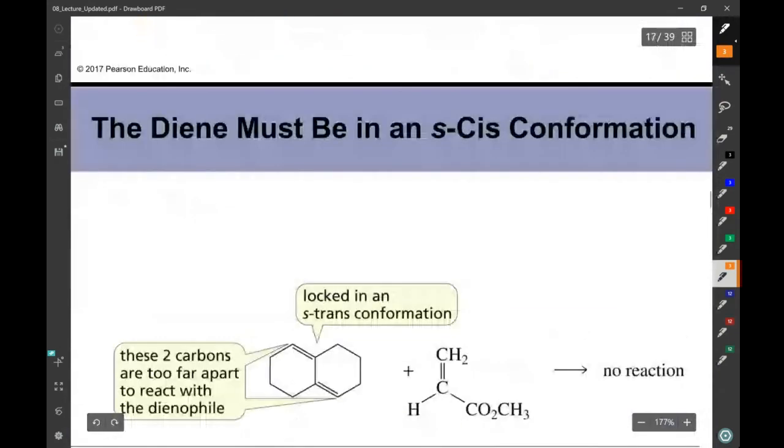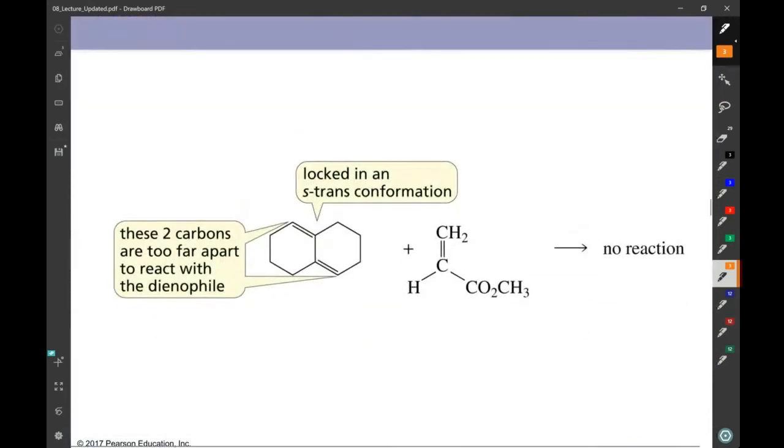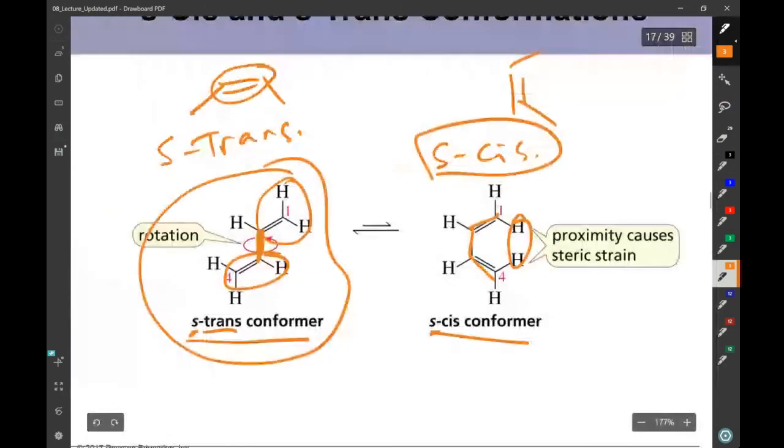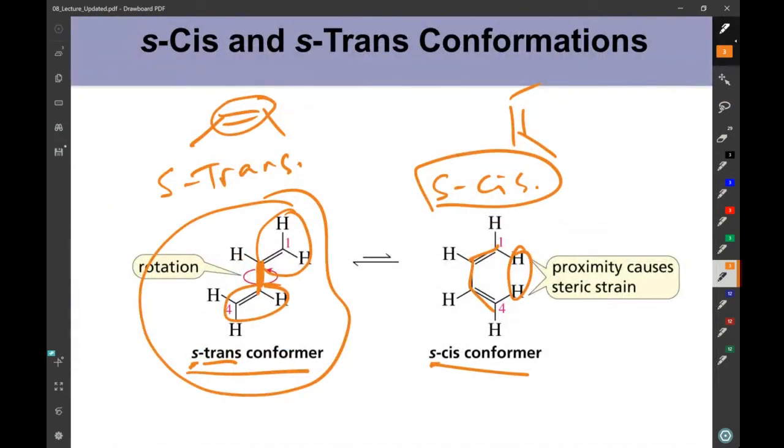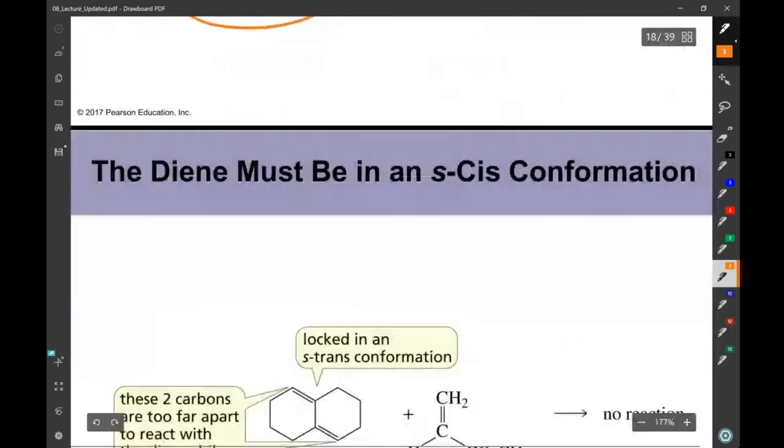You said molecules in the S-cis can never undergo Diels-Alder? No, a molecule in the S-trans can never undergo Diels-Alder. Only the S-cis can undergo the Diels-Alder reaction. Does that make sense?